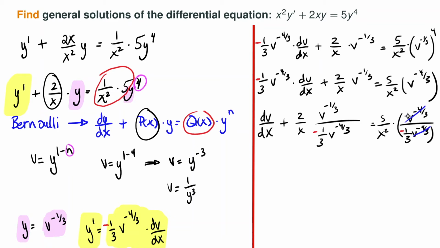These terms cancel, and 1 divided by negative 1/3 is the same as just negative 3. So the right side simplifies to be negative 15 over x squared. And here we have negative 1/3 minus negative 4/3, which is negative 1/3 plus 4/3. That just becomes 3/3 or 1, so we're left with a v to the first power on our second term on the left side. So we have 2 divided by negative 1/3 is negative 6 over x times v plus our dv dx.